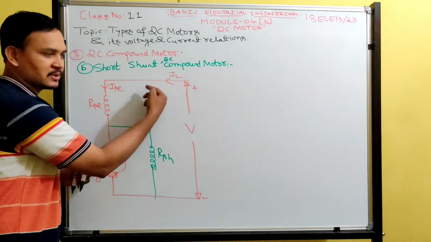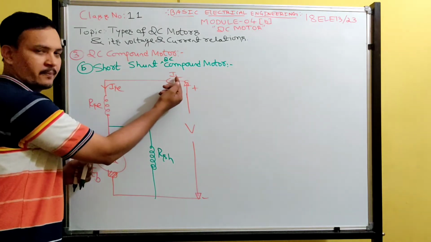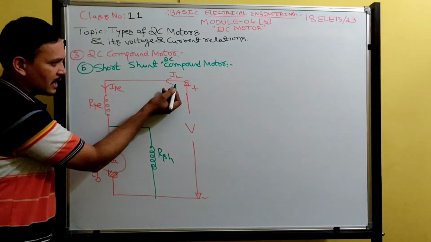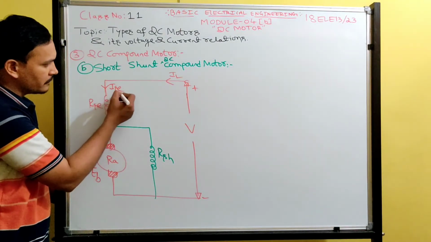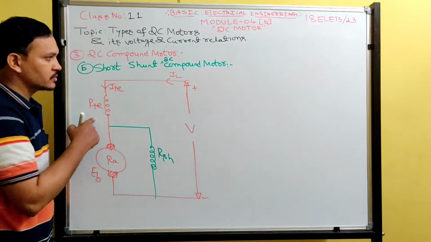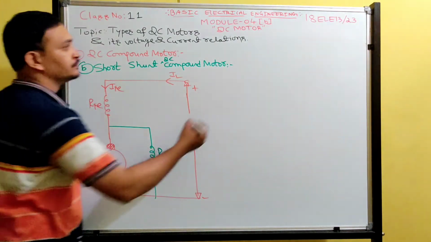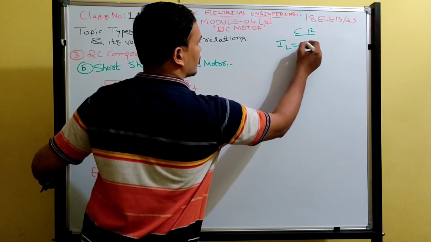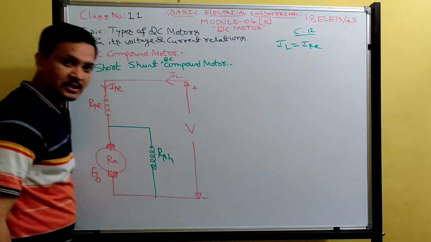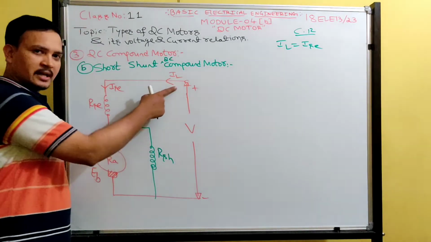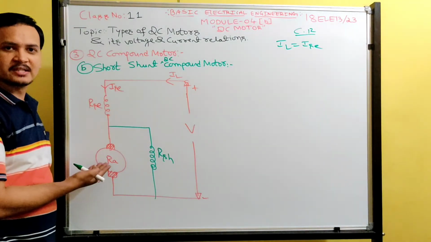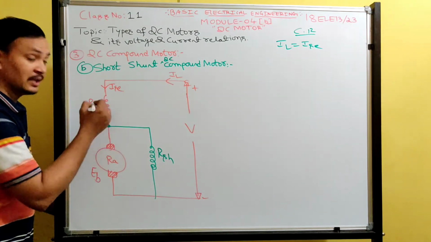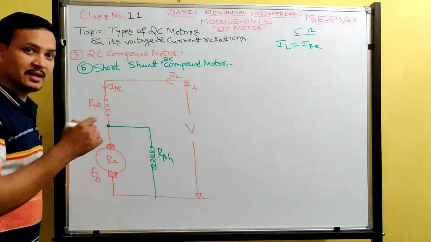So what is the current coming from the line? IL, or supply current, or line current. Whatever the current coming from the line, same current is flowing to the series field winding. So what can I write as the current relation? IL is equal to ISC. Whatever the current coming from the line, same is flowing in the series field winding. So IL and ISC will be the same till that point.